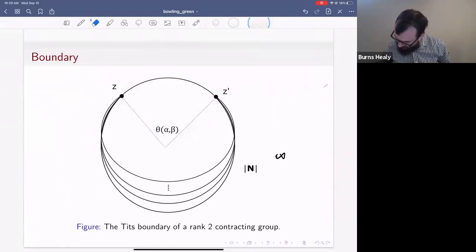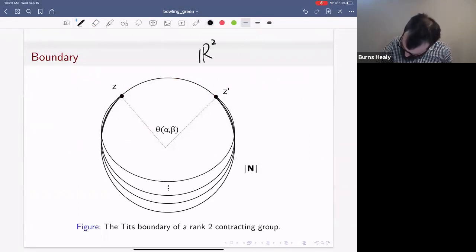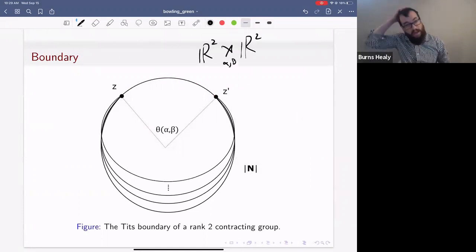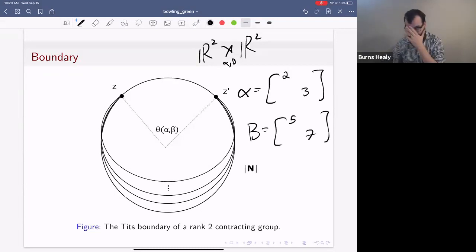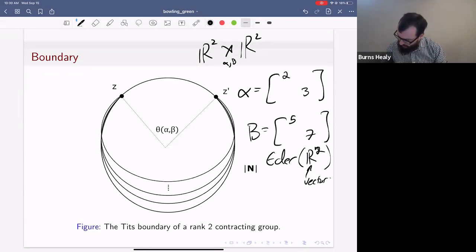Yeah, it seems like I've got a very particular group in mind, and I do. So this is the group R semi-direct R squared with alpha and beta. Alpha is going to be the group; you can actually just pick numbers, and beta you can just pick. I like picking prime numbers, but they don't even have to be. And so these are derivations of the Lie algebra, which is R2, but now I'm thinking of vectors.